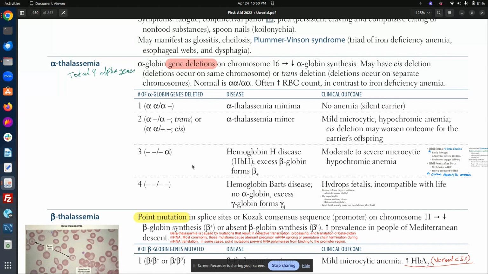Red cell distribution width will be high in iron deficiency anemia and will be normal in thalassemia. The peripheral smear of iron deficiency anemia will show microcytic hypochromic cells with no target cells, and thalassemia will show target cells along with microcytic hypochromic red blood cells. There will be a response to iron supplementation in iron deficiency anemia, because there is a deficiency of iron, but when we give iron to patients with thalassemia, there will be no response.